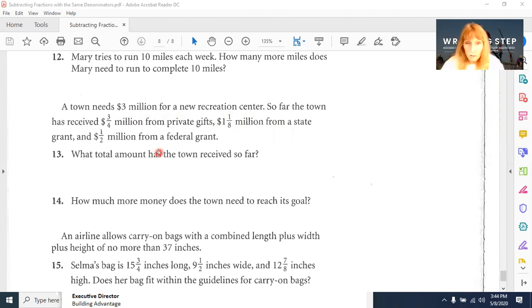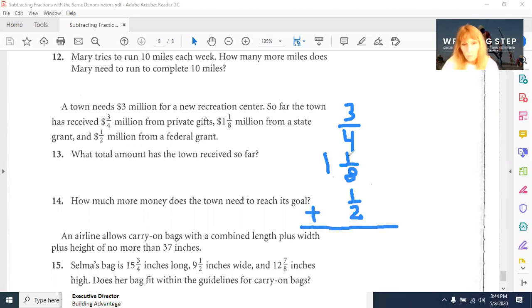Adding or subtracting? That is going to be adding. We have to add what they've gotten so far. So far, they've gotten 3/4 of a million. They've gotten 1 1/8 of a million. And they've gotten $500,000. Put all those together and add those up.